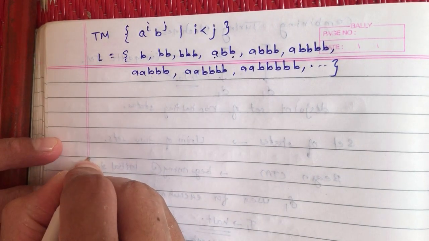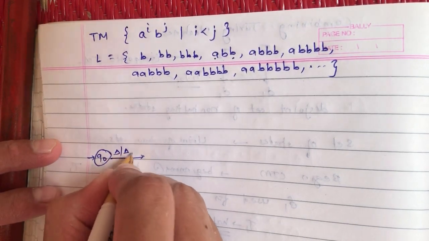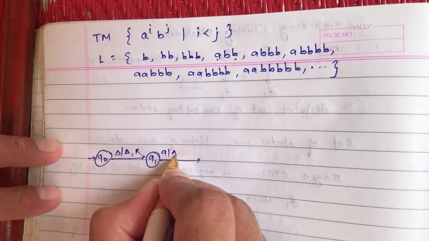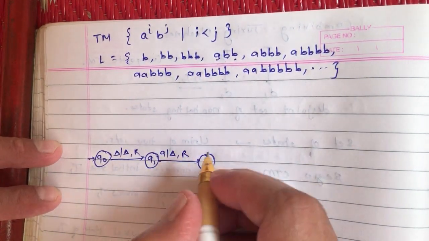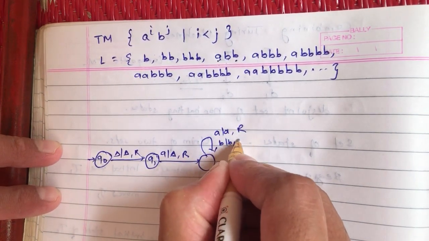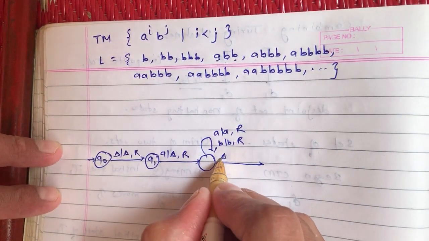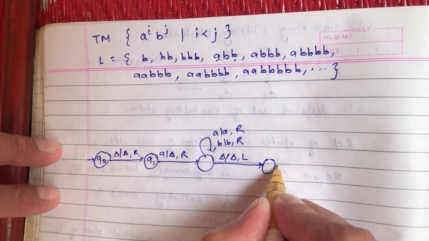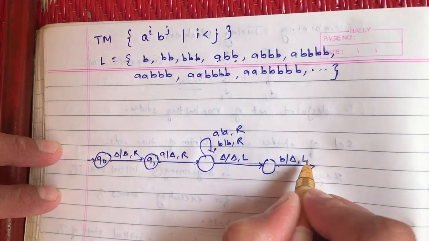Okay, so initially suppose we are in state Q0, we'll be processing the first blank and we'll move to right. Then we will make a as blank and we'll move to right. Then we'll keep all a's and b's as they are and we'll move to right until we find a blank. The moment we find a blank, we'll keep this blank as it is and we'll move to left. Once we come to left, we will be encountering a b. This b we will make blank and we'll move to left.